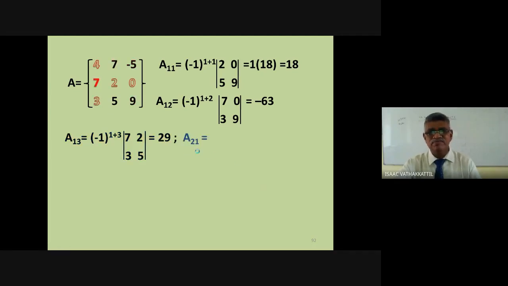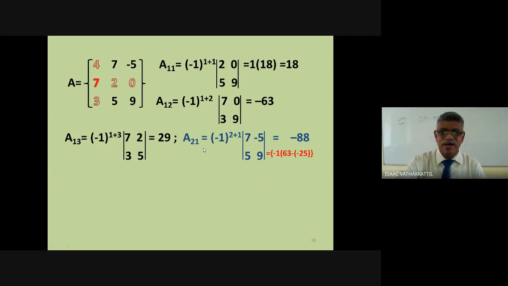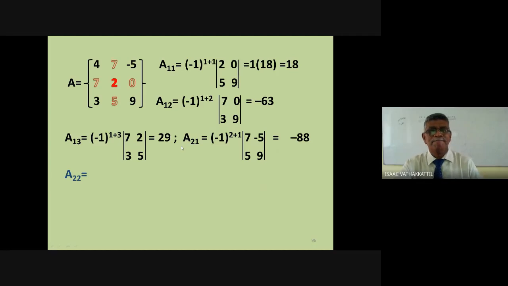Further, A21 will be removing the row and column containing 7, it will be 63 plus 25, that is 88, and the minus sign outside, that is minus 88. So A22, the cofactor of 2, it is minus 1 raised to 2 plus 2, that will be plus, and the determinant 36 plus 15, that is 51.